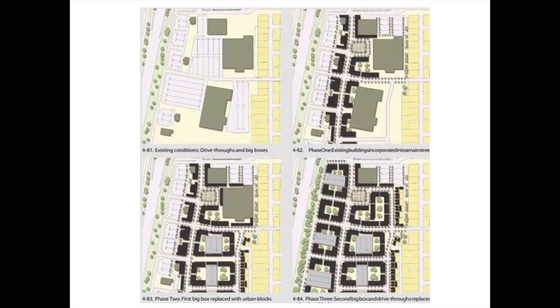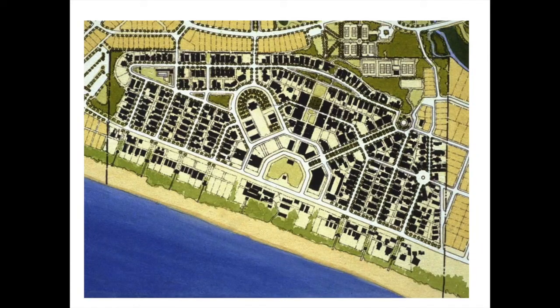Other drawing styles may show phase construction. This is from the Sprawl Repair Manual to show how a big box retail site that has failed might be phased through time to have more mixed uses. The plan for Seaside, those of you familiar with Seaside, the original plan was done in watercolor. They chose primarily to just illustrate building and landscape. No land use is included in that, but this was the original drawing for Seaside.